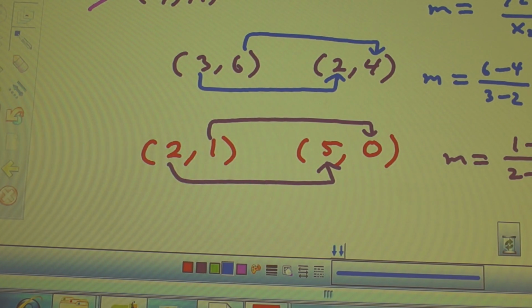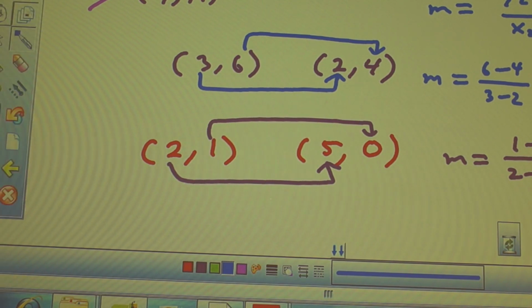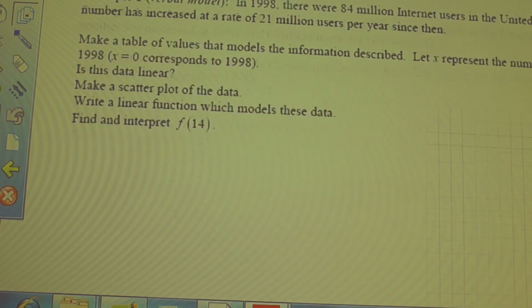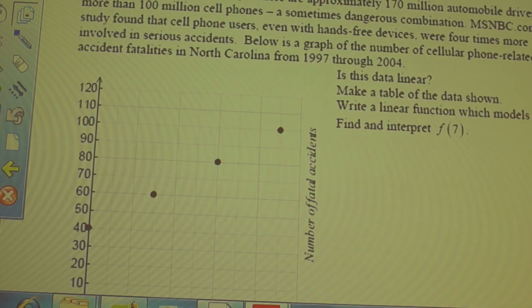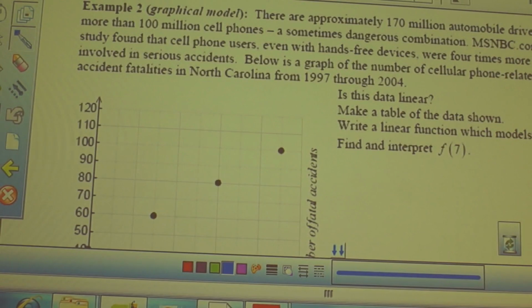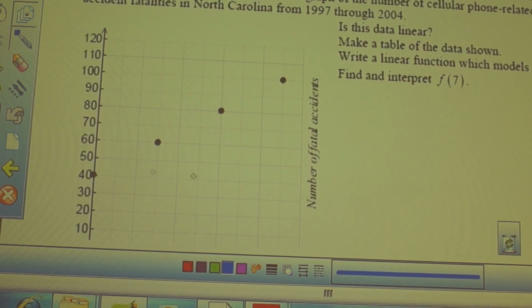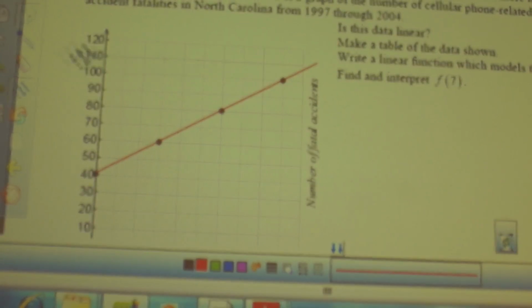Let's go over the first problem. Problem number 2. Oh, I thought m was the rate of change. Okay, so here, first of all, the first question is, is this data linear? Does it form a line? Totally. So yeah, it's linear.